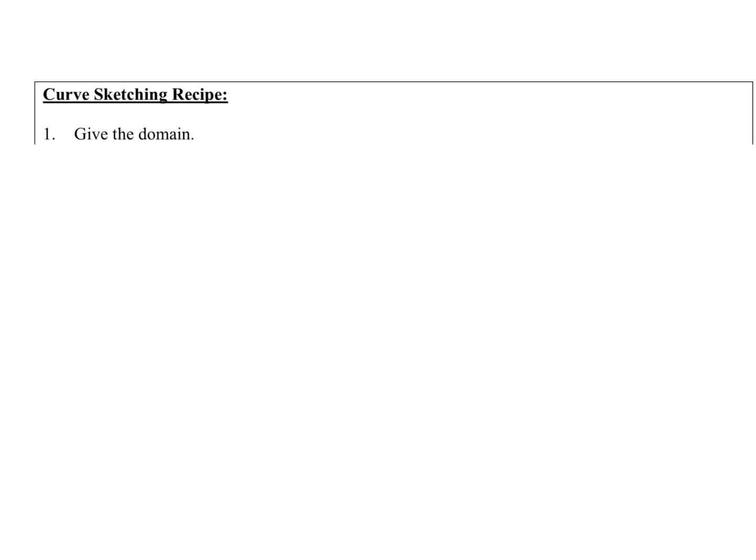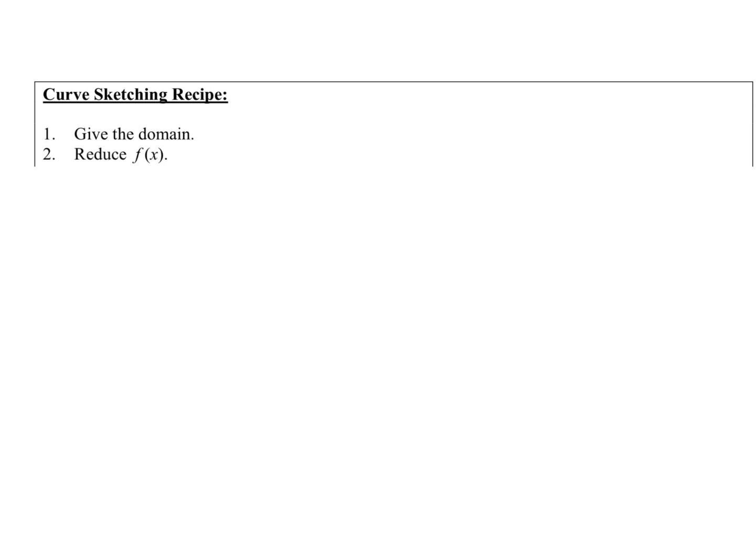All right, so the first thing we're going to do is state the domain. Okay, we need to make sure we know where asymptotes might be. We need to be sure we know where holes might be, where jumps might be. And identifying the domain is going to help us accomplish that.